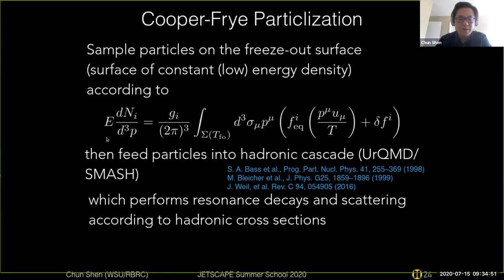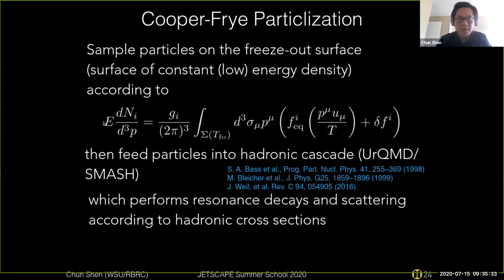It says that if you look at the particle momentum distribution from a fluid cell, it's basically a thermal distribution coupled with the flux of how many particles will flow out from the surface element, d sigma mu, of that hypersurface of constant temperature. And the delta f here indicates the viscous corrections, which should be smaller than the equilibrium part. This is the correction due to the presence of shear and bulk viscosity at the freeze-out surface. So you need to take into account the viscous corrections to the equilibrium distribution functions.